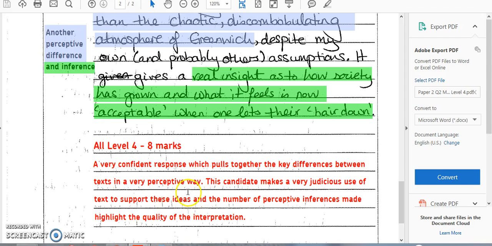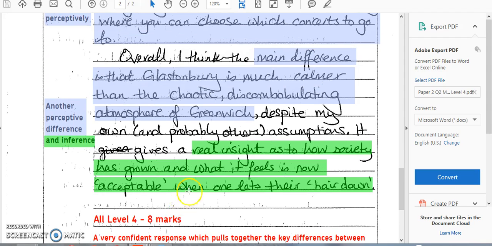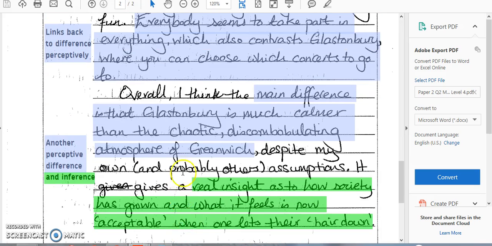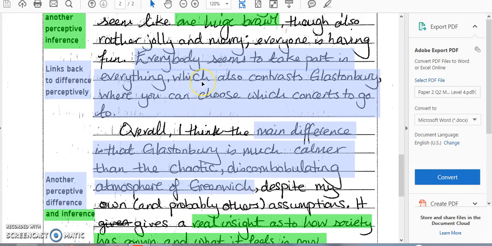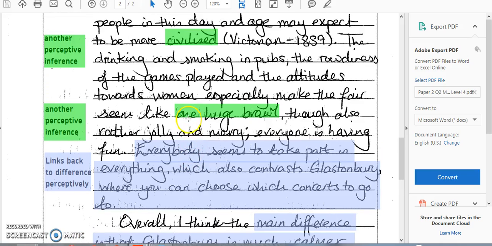So again, lots of good use of text here to back up what they're saying. Plenty of perceptive differences, not just the superficial differences. One's a music festival, one isn't. One's muddy, one isn't. They're getting to the heart of it. They're getting to the chaos here as well, differences between the two.